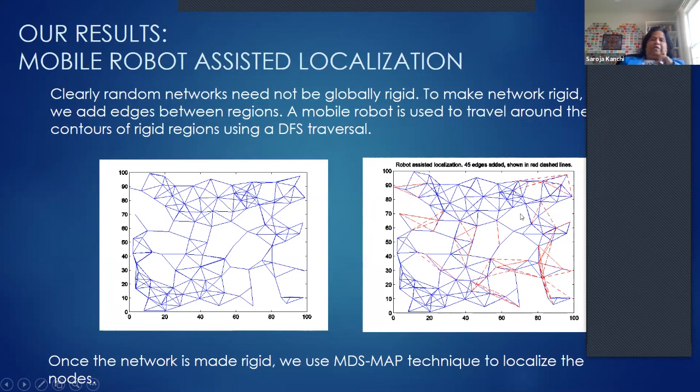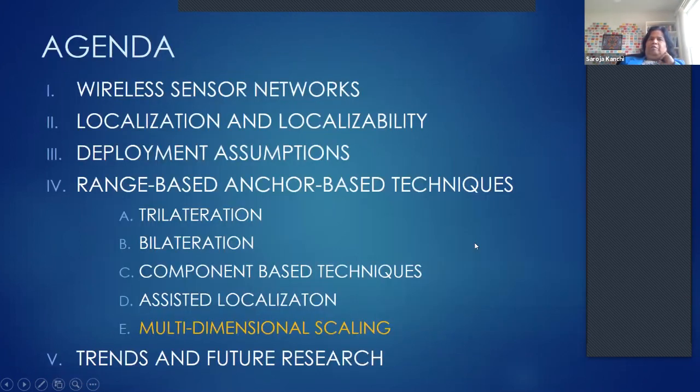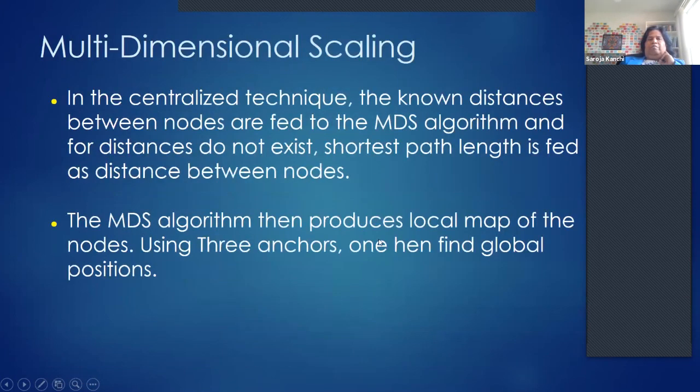So once the entire graph becomes rigid, then we could use 3 anchors and use multidimensional scaling in order to localize this entire network. Again, the focus has been on just dealing with random graphs, not assuming any particular structure of the network, which makes it very useful in deployments.